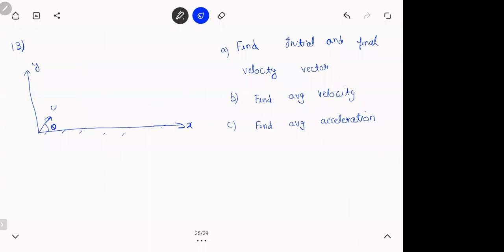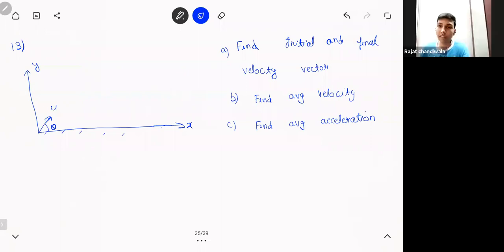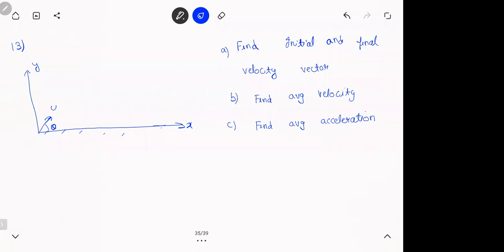Look at the question. A particle is projected with u and theta. Find the initial and final velocity vector, and find the average velocity and average acceleration. Rajat, what is the average velocity definition? Velocity final minus initial.